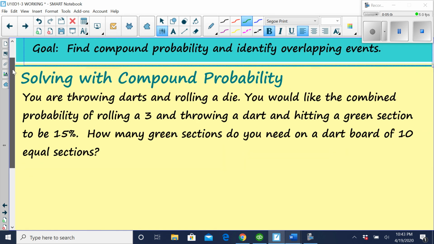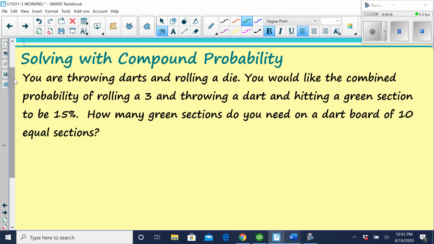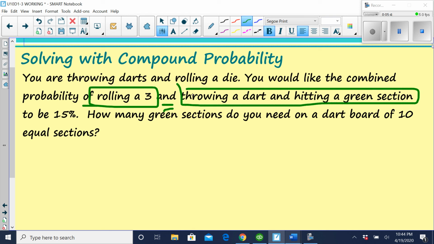The last part we're going to cover for today is solving with compound probability. So this is using that compound probability from yesterday to find a missing piece, using some algebra. It says you are throwing darts and rolling a die. You would like the combined probability of rolling a 3 and throwing a dart and hitting a green section to be 15%. How many green sections do you need on a dartboard of 10 equal sections? Okay, so there's two things that they're asking for to occur. They want the probability of rolling a 3, then it says and throwing a dart and hitting a green section. So two things, and it says and.